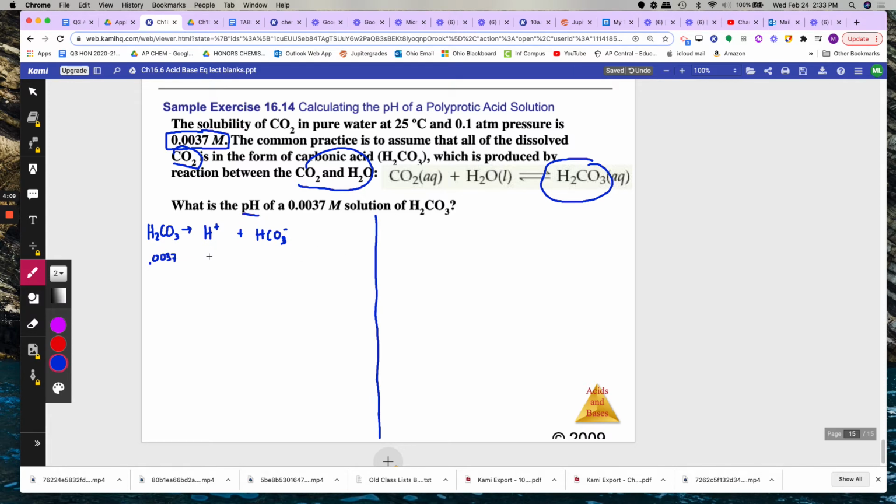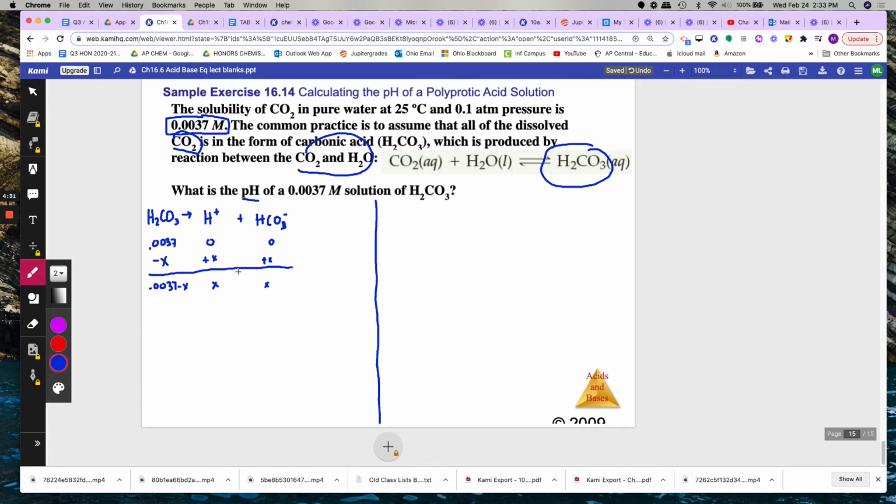That just means if this is 0, 0, this is going to be minus x, plus x, plus x. So 0.0037 minus x. This will be x and x. They're asking, when this is done reacting or dissociating, take the H plus right here, take the pH. What is that pH?